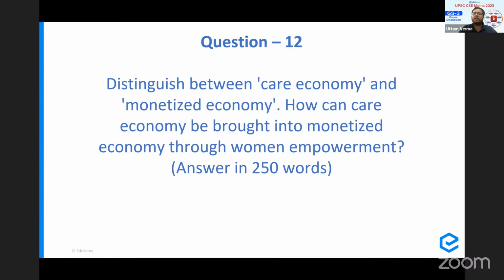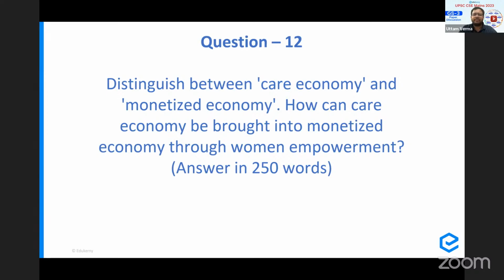We can focus on those sections of the care economy which are not skilled or need reskilling or upskilling. We need to create support systems for them. For example, PM Saubhagya Yojana, I guess, provided access to LPG connections. It saved women's time and made women very productive. Now they do not have to go for firewood collection.